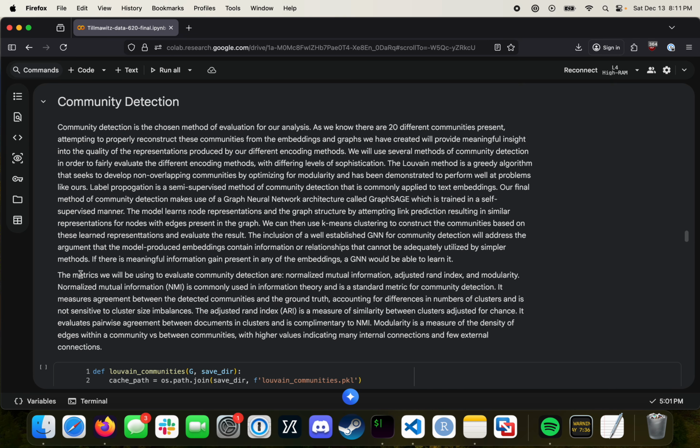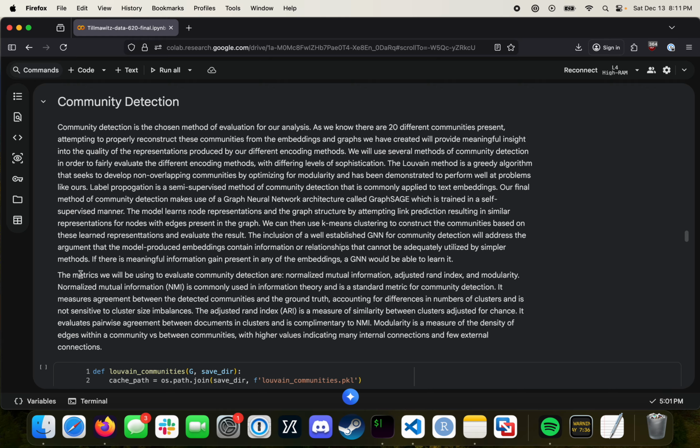So as mentioned earlier, there are 20 different communities present. We're going to be using several different community detection methods in order to fairly evaluate the different encodings. The first method we will use is the Louvain method, which is a well-known greedy algorithm, very common in community detection, and is known to perform extremely well. We will also be using label propagation, which is a very common method used when labeling texts.